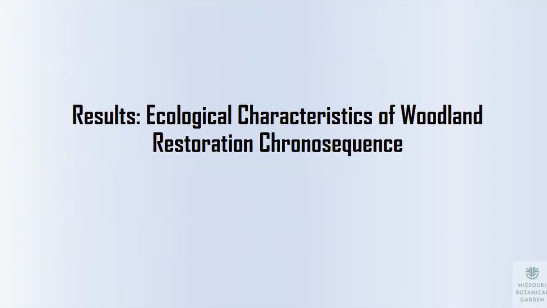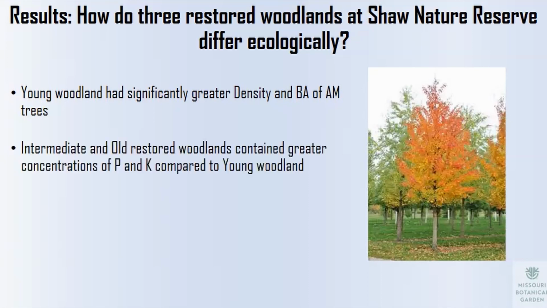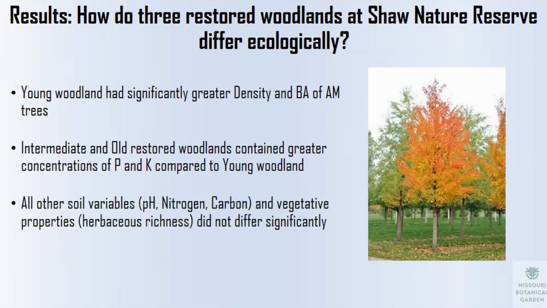So what did we find? Well, we found that young woodlands had a significantly greater density and basal area of AM associating trees, and this was largely driven by sugar maples, Acer saccharum. We also found that the intermediate and the old restored sites had much higher concentrations of phosphorus and potassium than the young restored woodland did. But all other soil properties and all other vegetative properties were the same. There was no significant difference there. So really, relatively speaking, these sites are highly similar.